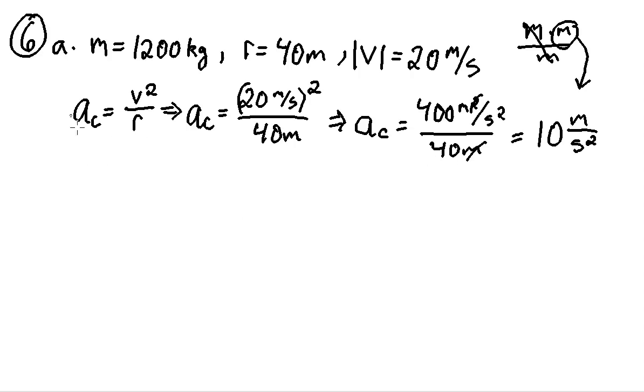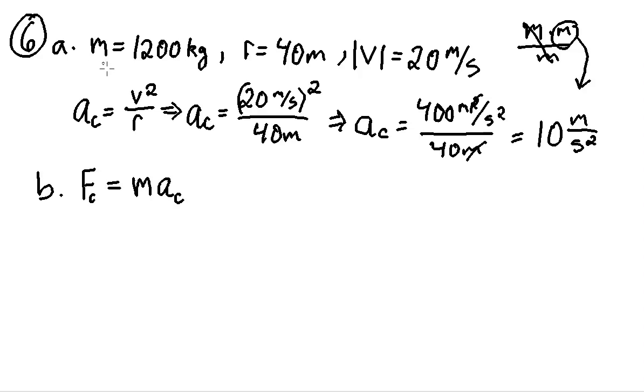Okay, so that is A. The centripetal acceleration is equal to 10 meters per second squared. Now B asks us to find the magnitude of the force required to produce this centripetal acceleration. Hopefully we all remember this key equation from the force unit. We're only going to change it by one little bit. We're going to call this the centripetal force and the centripetal acceleration.